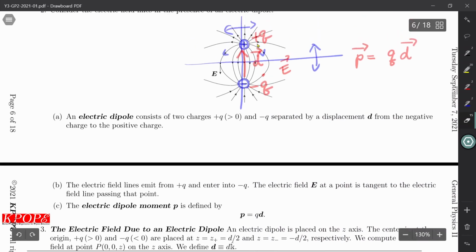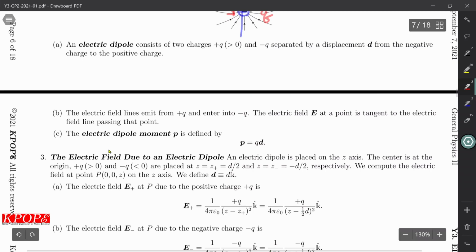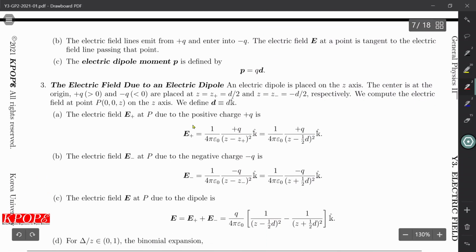This is positive. So at this point, something like that. At this point, electric field line. At this point, tangent. Okay. C. The electric dipole moment P is defined by, we already have discussed about this.